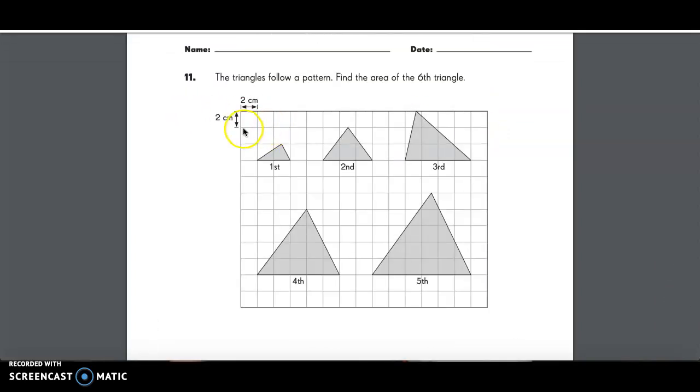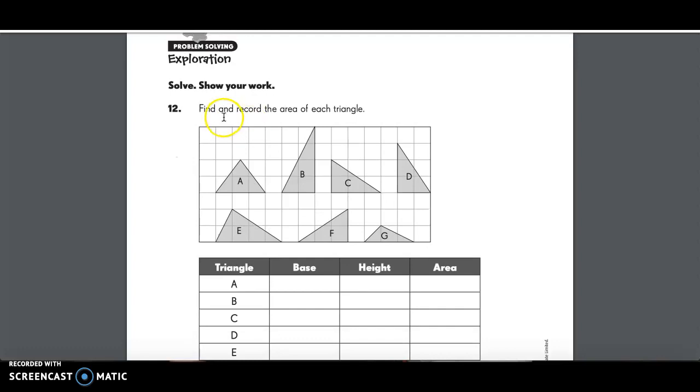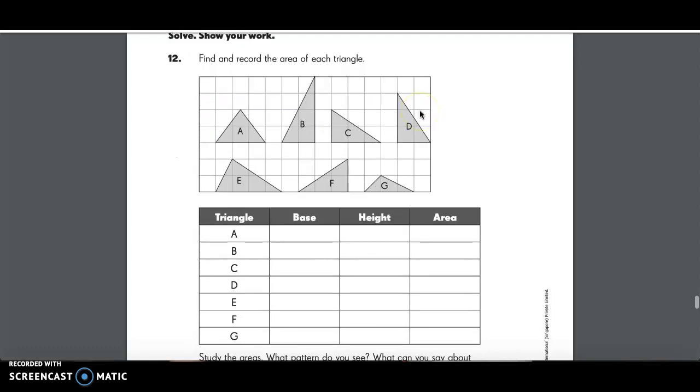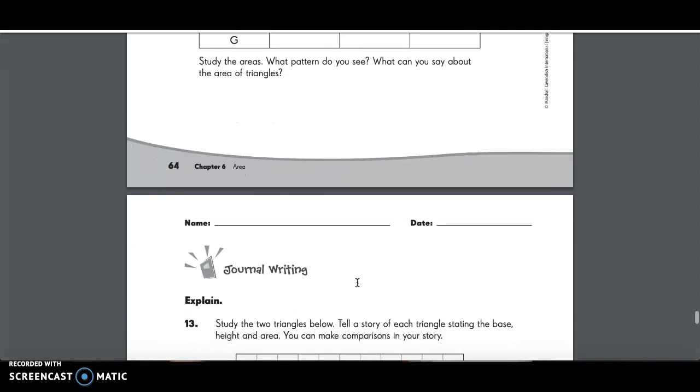Notice that each length of the box is 2. Find and record the area of each triangle. It does not say what the box is worth, so I'm going to assume each little section is 1. Study the areas. What pattern can you see? What can you say about the area of triangles?